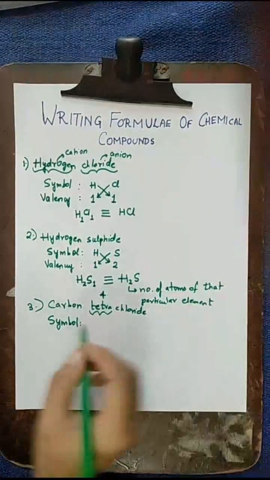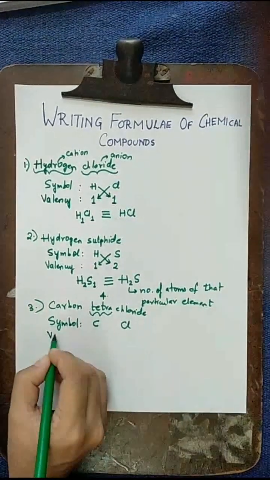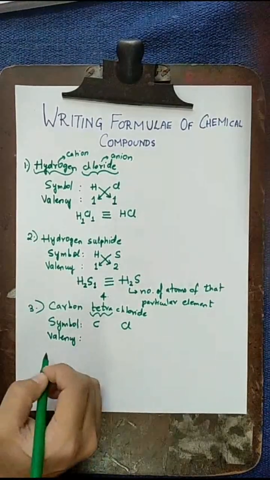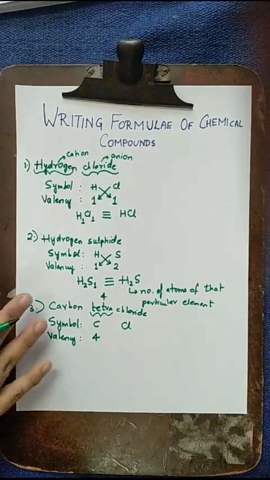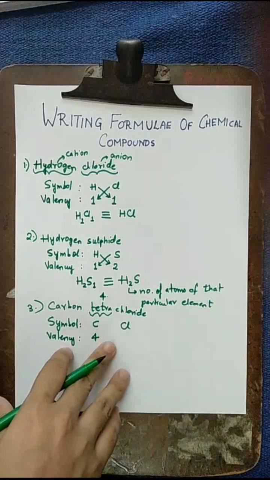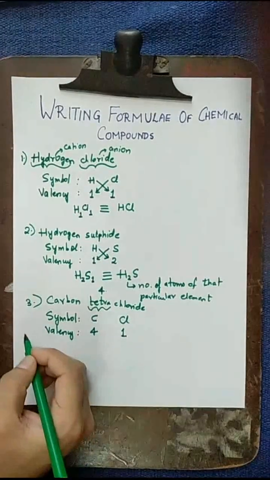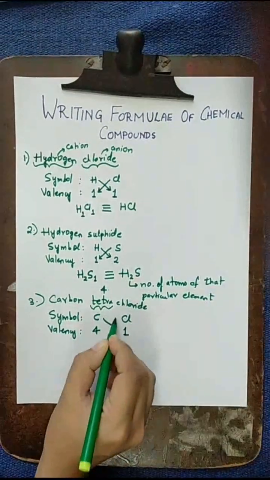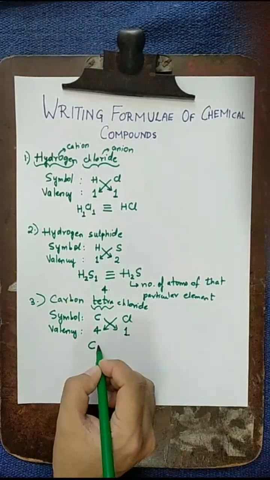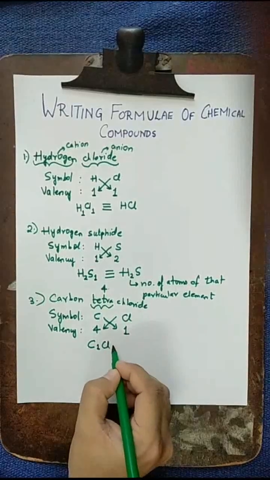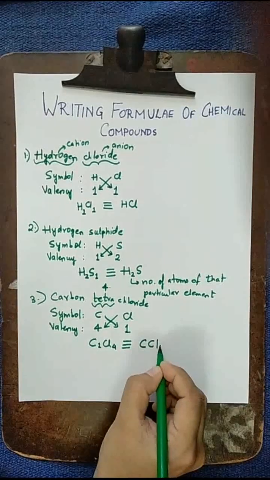Carbon, what is the symbol? C. And chloride? Cl. Then valency. Valency of carbon would be 4, exactly, because it requires 4 more electrons in order to complete its octet state. And chloride would be 1. Again go for criss-cross. So we end up with C1Cl4. But this would be equivalent to writing CCl4.